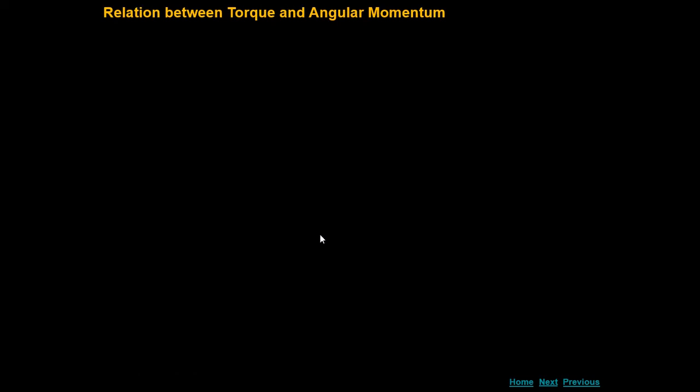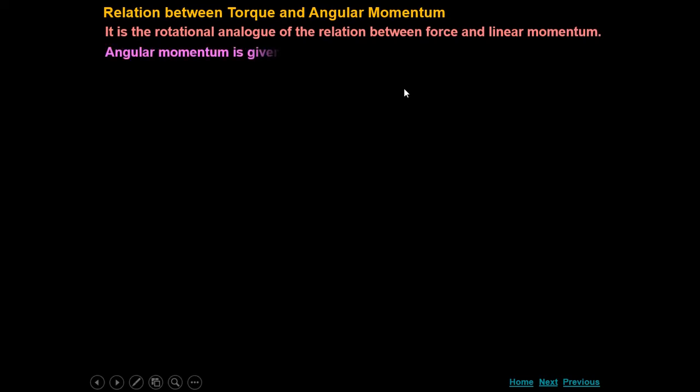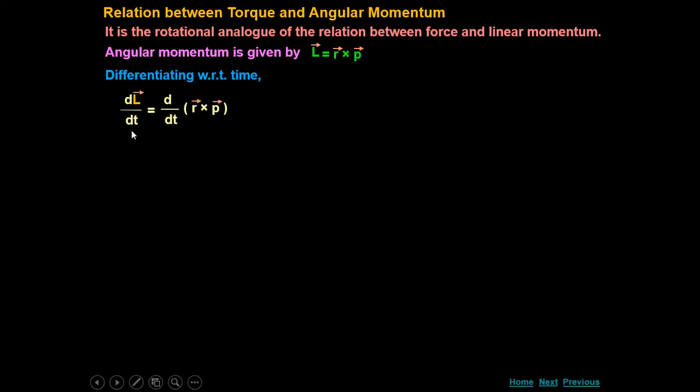Now we are going to study the relation between torque and angular momentum. So let us start with angular momentum. Angular momentum is given by L equal to r cross p, and if this angular momentum is changing with respect to time, as time progresses, then we differentiate with respect to time and write dL upon dt. So dL upon dt, indicating this angular momentum is changing with respect to time, equals d by dt of the bracket r cross p.